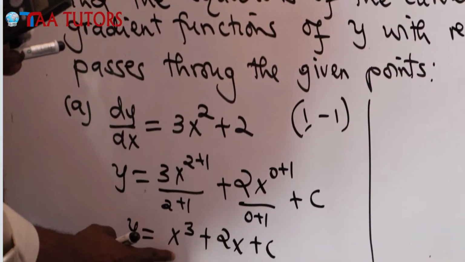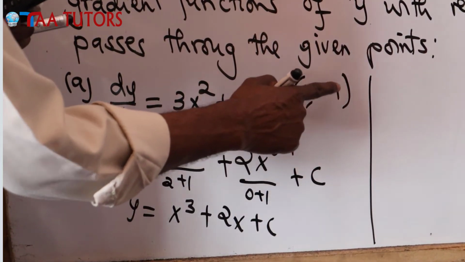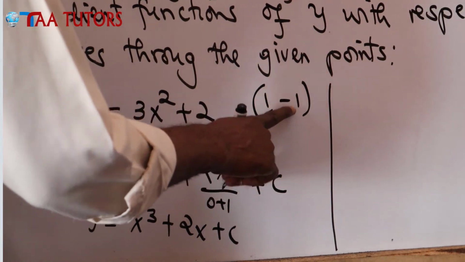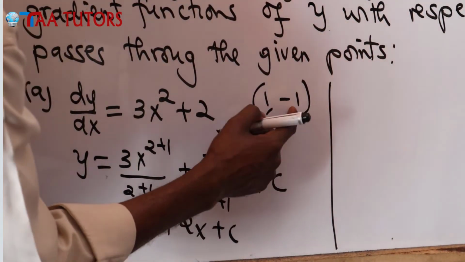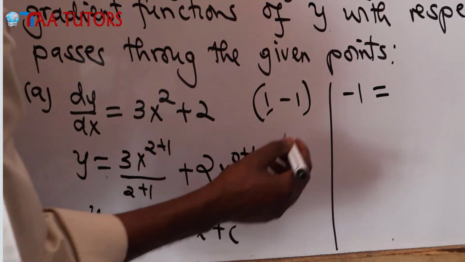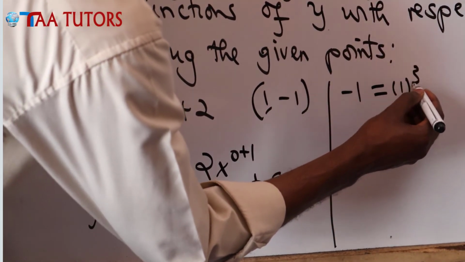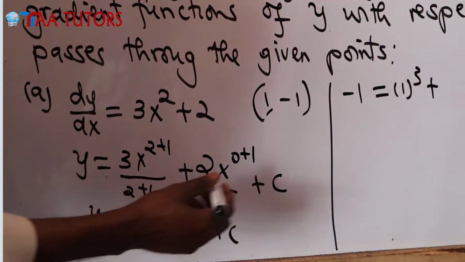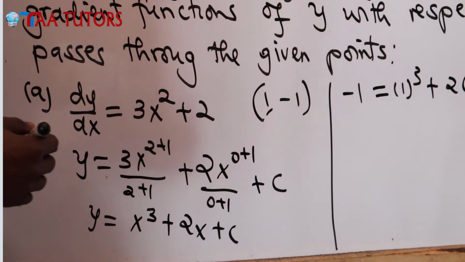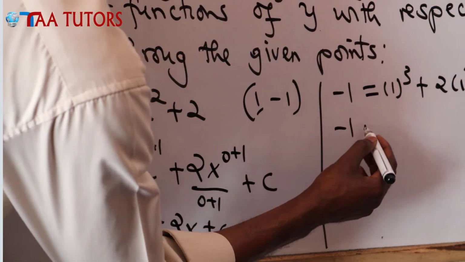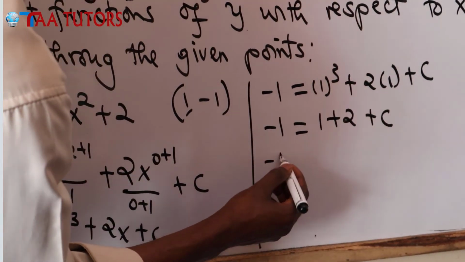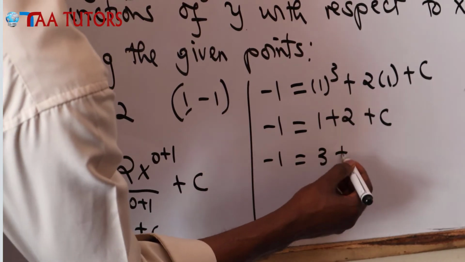This curve passes through the point (1, -1). So I'm going to substitute 1 for x, and negative 1 for y. If I bring negative 1 where y is, I'll say negative 1 equals x cubed, and x is 1, so 1 cubed plus 2x, that is 2 times 1, plus c. We don't know the value of c, so let us see. This is negative 1 equals 1 plus 2 plus c. Negative 1 equals 3 plus c.